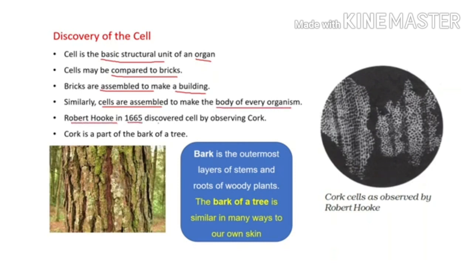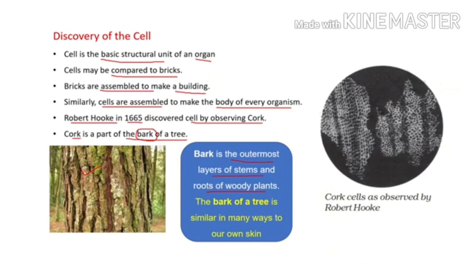Robert Hooke in 1665 discovered cell by observing cork. Cork is a part of the bark of a tree. Bark is the outermost layer of stems and roots of woody plants. The bark of a tree is similar in many ways to our own human skin.